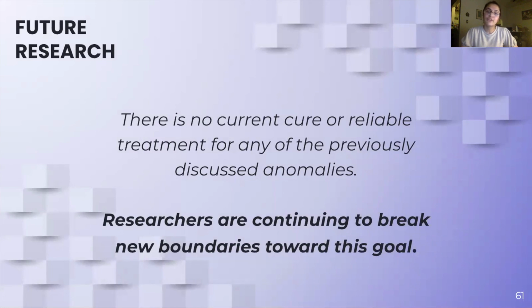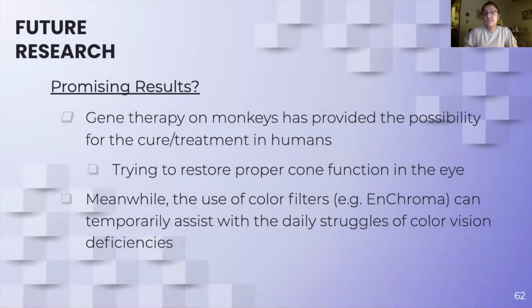There's no current cure or reliable treatment for any of the previously discussed anomalies. Researchers are continuing to break new boundaries toward this goal. There's also more research being done into other rare color anomalies that were not discussed in this presentation. Gene therapy on monkeys has provided the possibility for a cure and treatment in humans. They've tried to restore proper cone function in the eye. Meanwhile, the use of color filters, like Enchroma glasses, can temporarily assist with the daily struggles of color vision deficiencies.